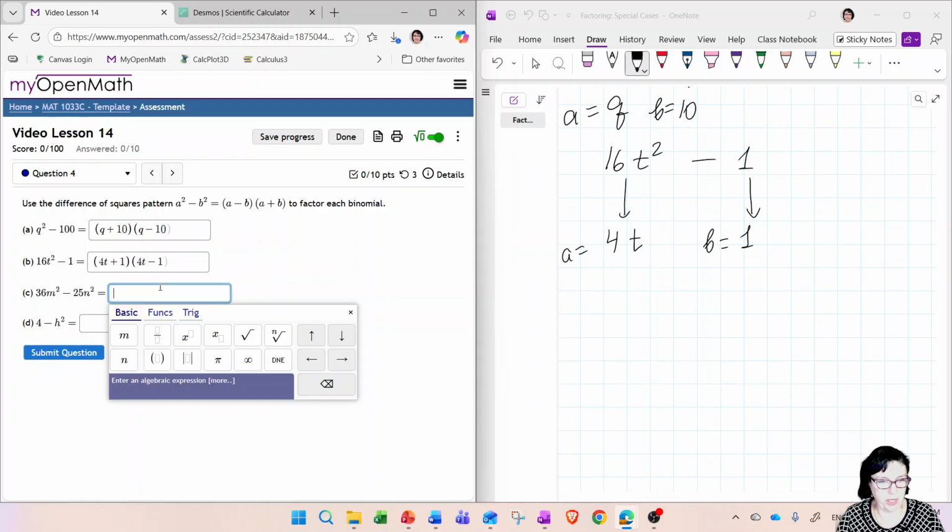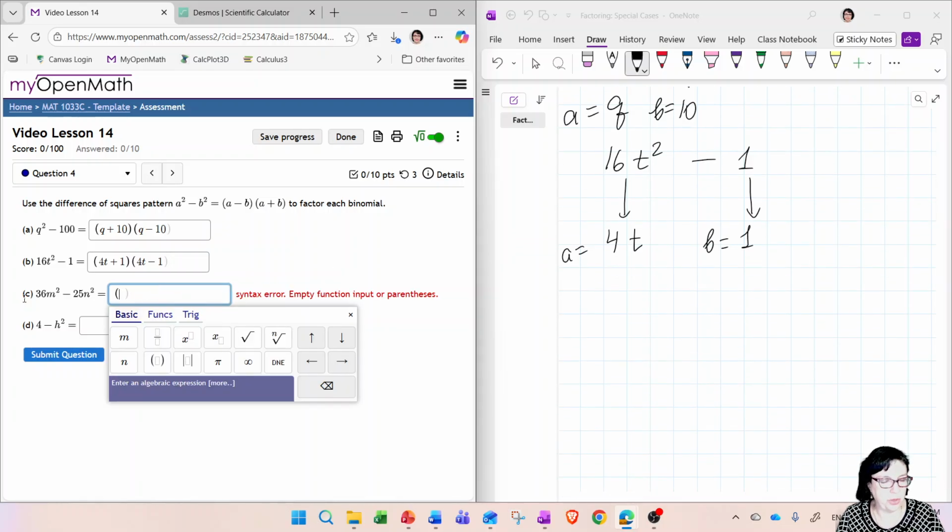Continuing in the same fashion, let's just do this real quick. 36 is the square of 6. m squared is the square of m. And then 25 is the square of 5. And then that would be n. And then you multiply that by the exact same thing with the plus.